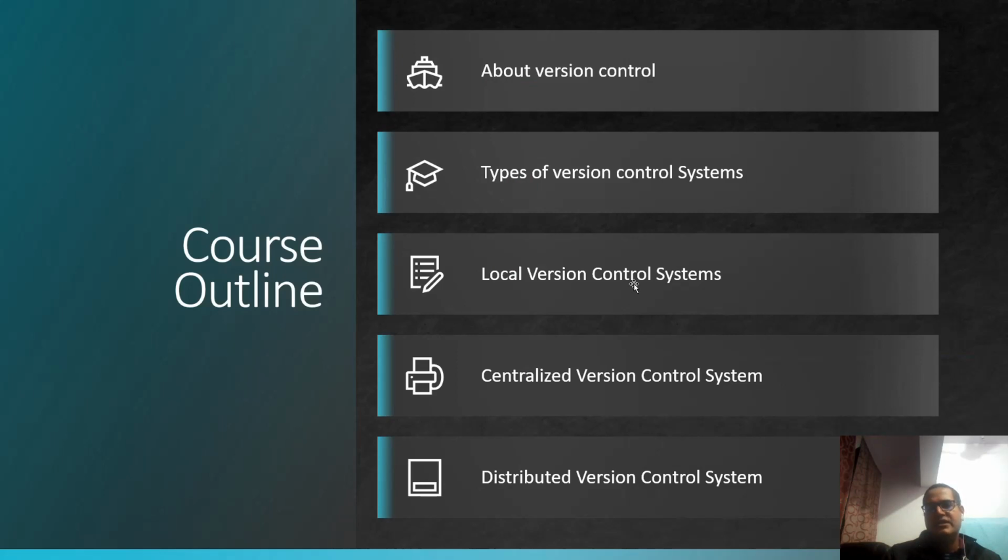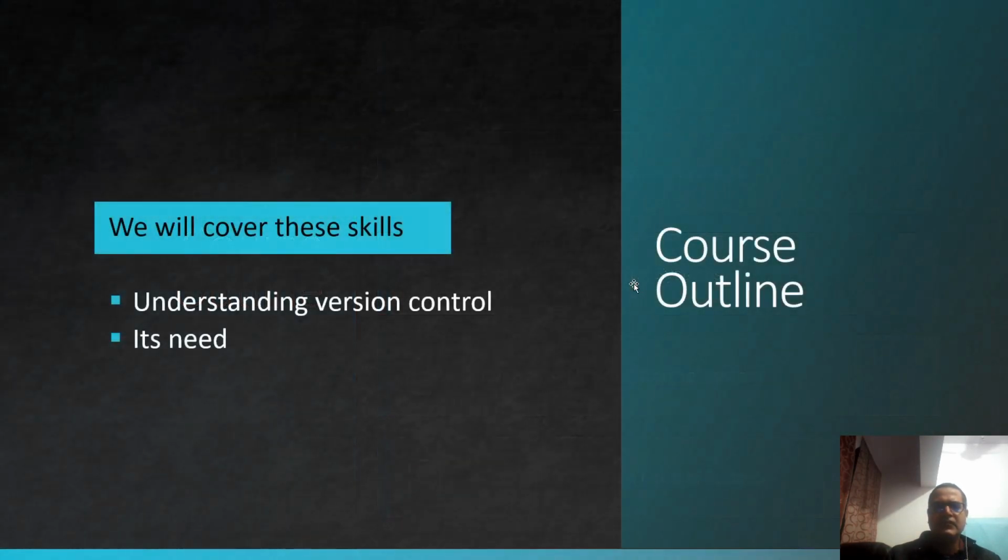We will be discussing what exactly version control is and what the types of version control systems are, which include local version control system, centralized version control system, and last but not the least, distributed version control system. We will cover understanding version control and its need. Why do we need a version control system?